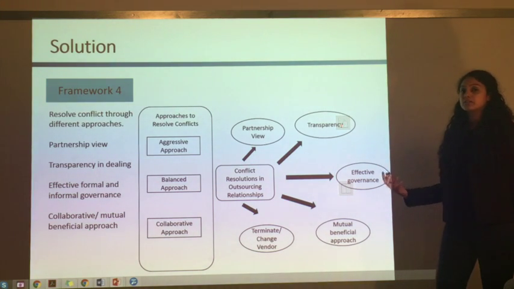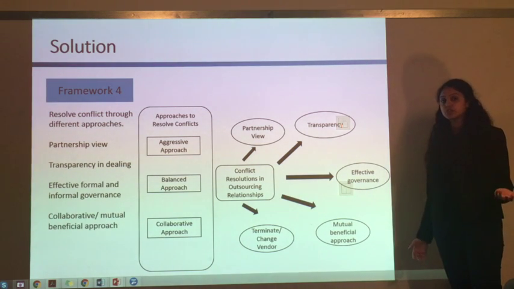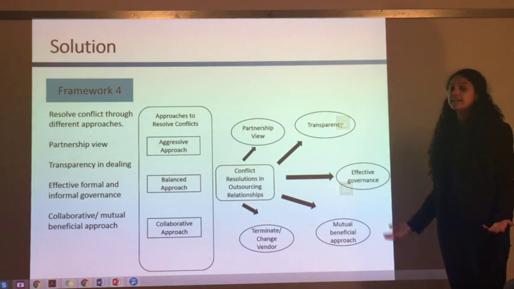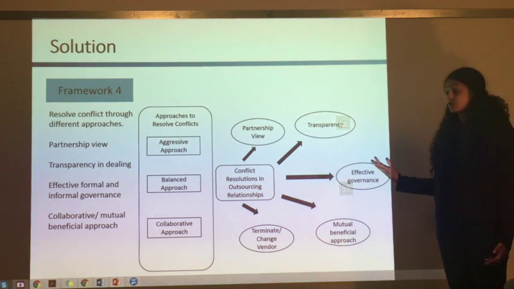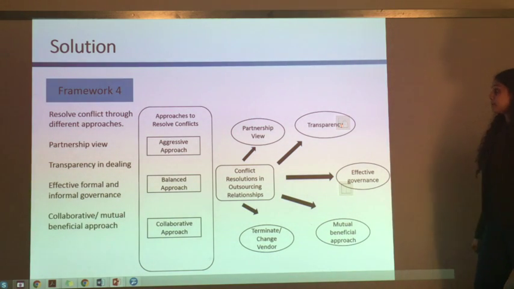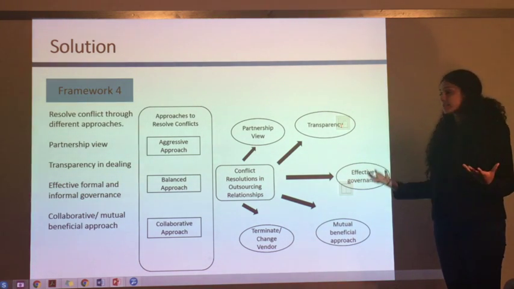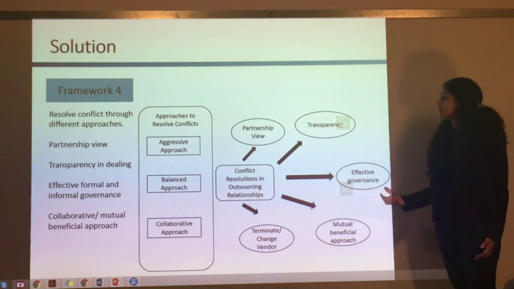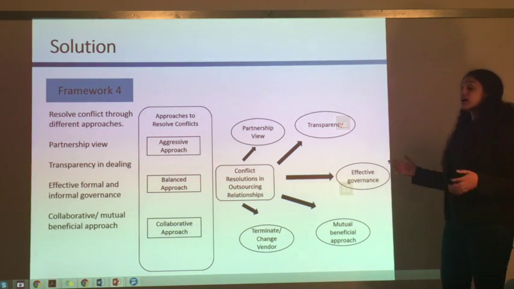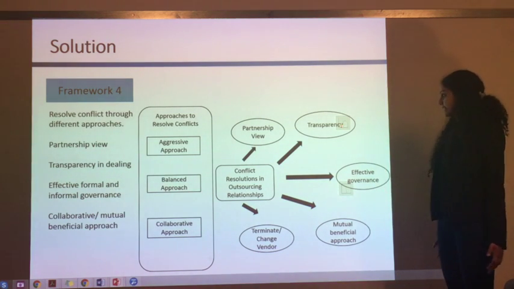If a client would want to resolve a conflict through the aggressive approach, that would weaken their relationship, but it would solve the issue. One of the ways through which they can resolve a conflict is to terminate the contract of the vendor or change the vendor. The balanced approach is where you view the vendor as a partner. So this outsourcing relationship is more like a partnership. So both the client and the vendor are equally responsible for every process or every action that they take.